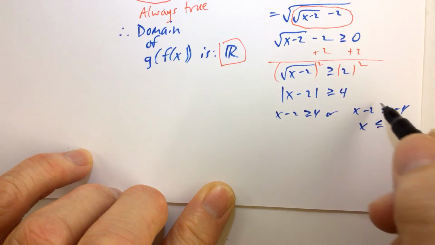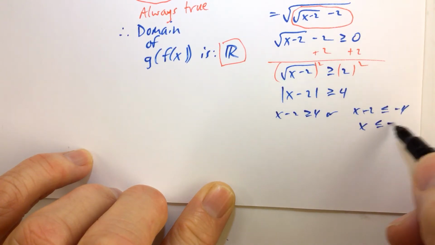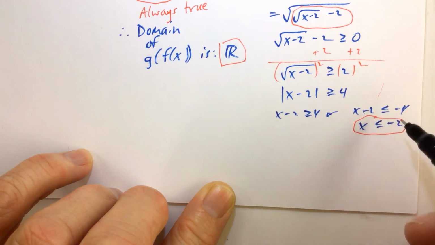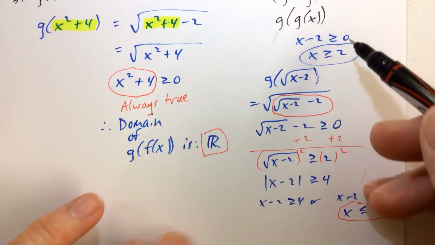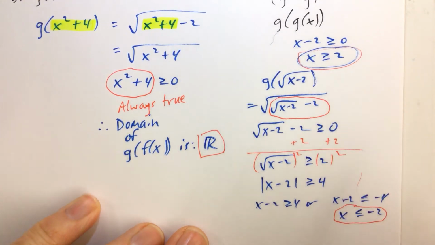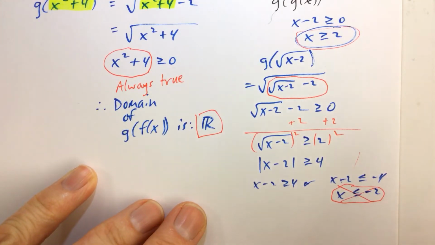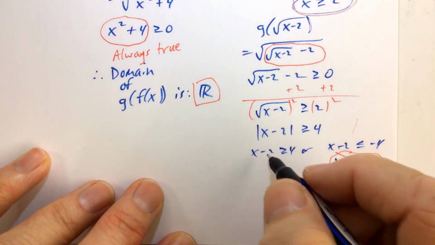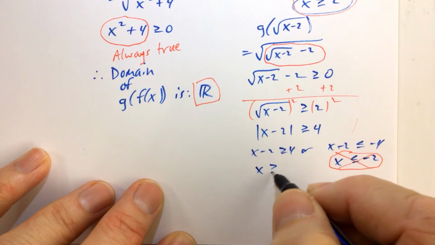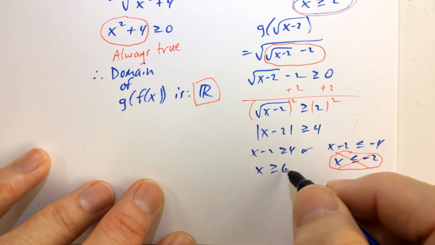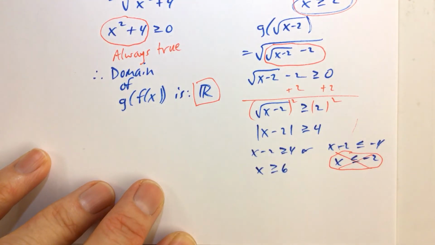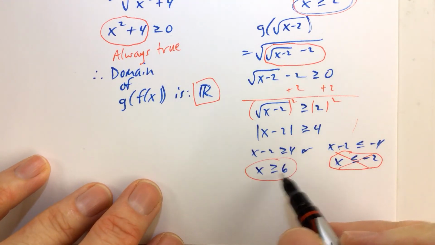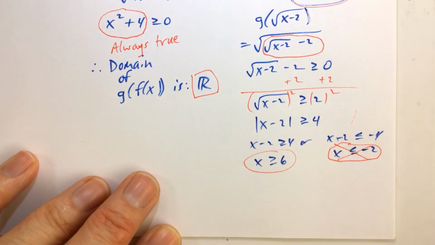But if we solve this second one, we add 2 to both sides, we get x is less than or equal to negative 2. Well, we already are only allowed to be using x values that are greater than or equal to 2 from our first set of exclusions. So we don't even consider that, because we weren't even allowed to use those values anyway. So if we add 2 to both sides here, we get x is greater than or equal to 6. So this is our new restriction on x, which excludes all values to the left of 6.